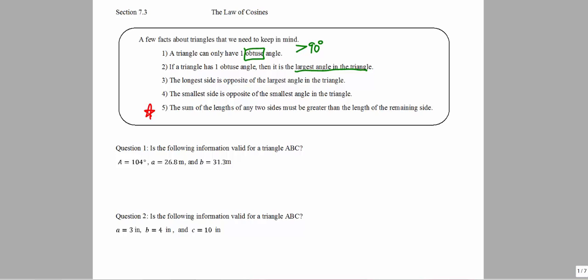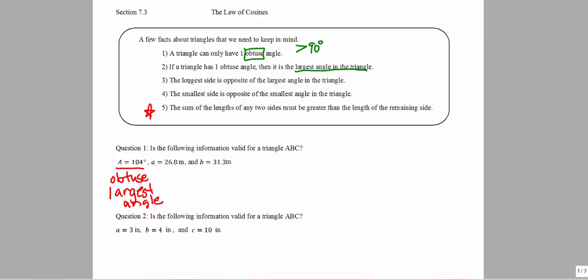So question 1, is the following information valid for triangle ABC? We are given that angle A is 104 degrees. First of all, we notice that it's obtuse. And we know that our triangle can have only one obtuse angle. And if it does have an obtuse angle, then fact 2 says it has to be the largest angle in the triangle.